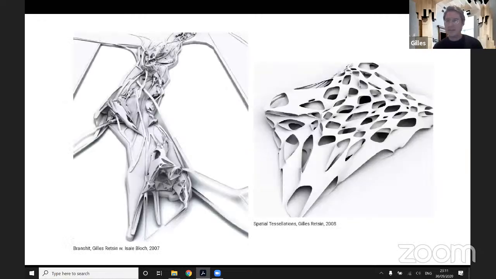When I graduated and entered the market as a young student graduating from Belgium, this was the work that I graduated with. This was the stuff we were looking at as students. We were obsessed by the digital. It was a very optimistic project where we were hoping to enter practice and be able to build these kind of crazy things without lots of constraints.